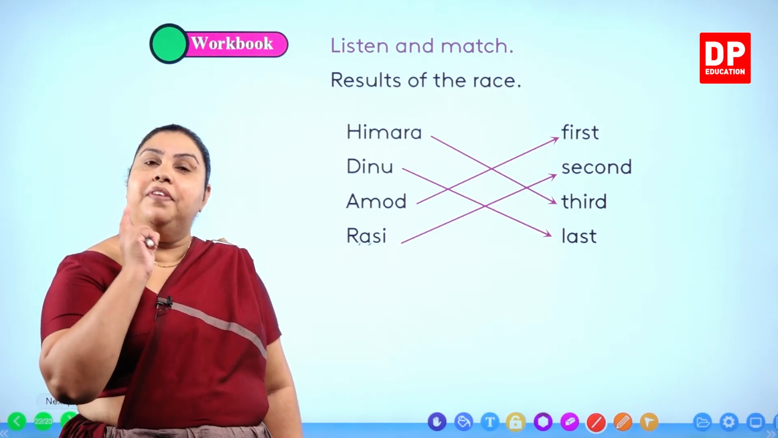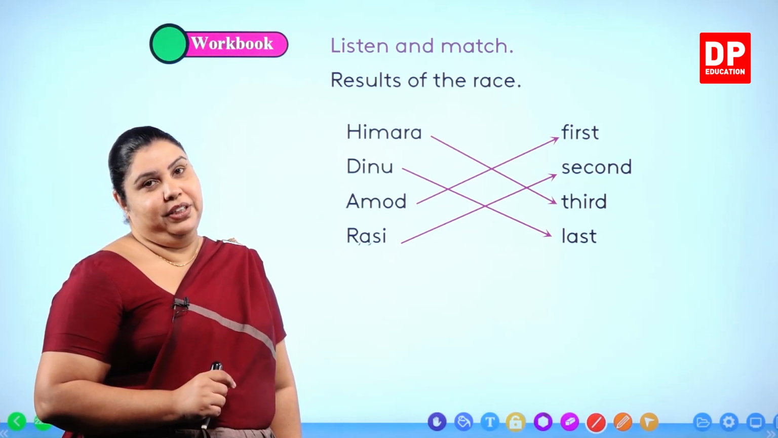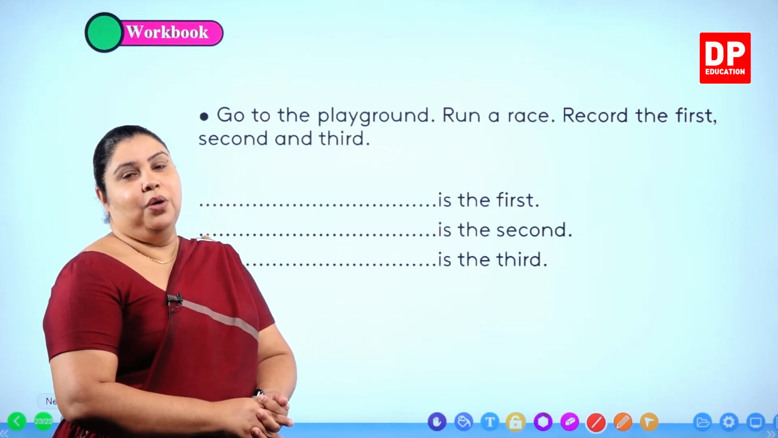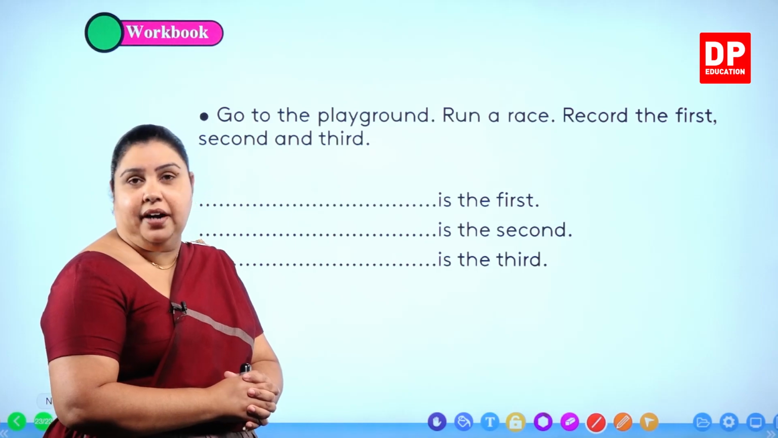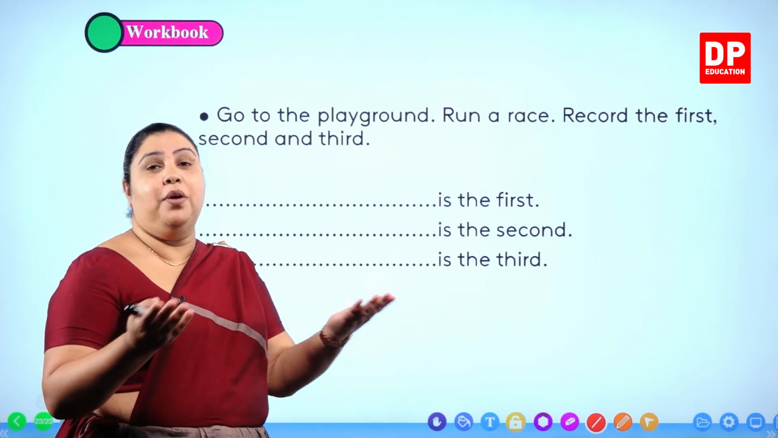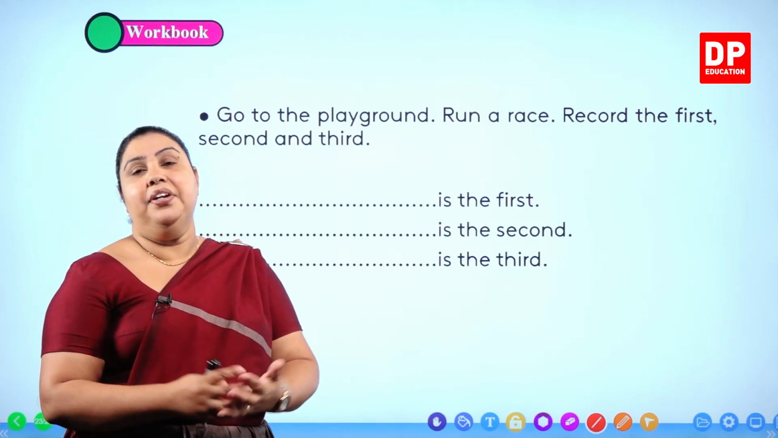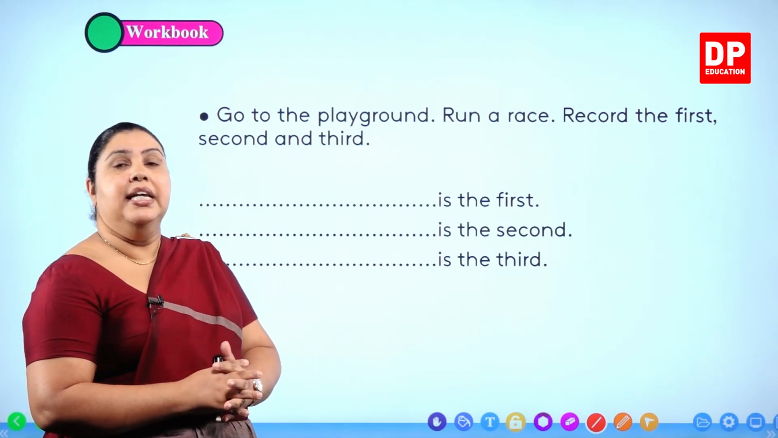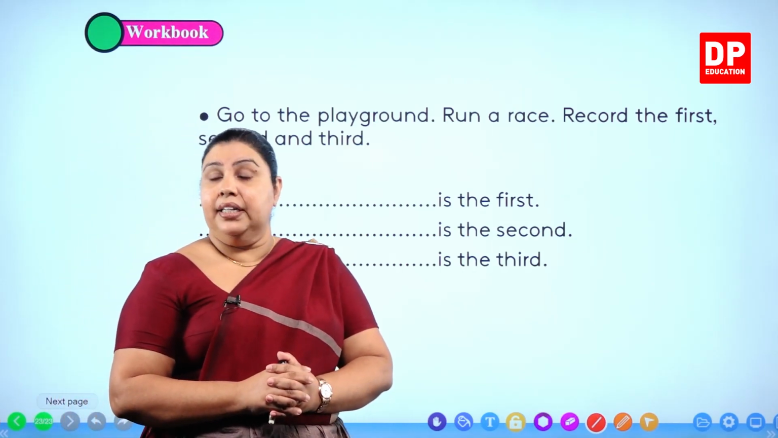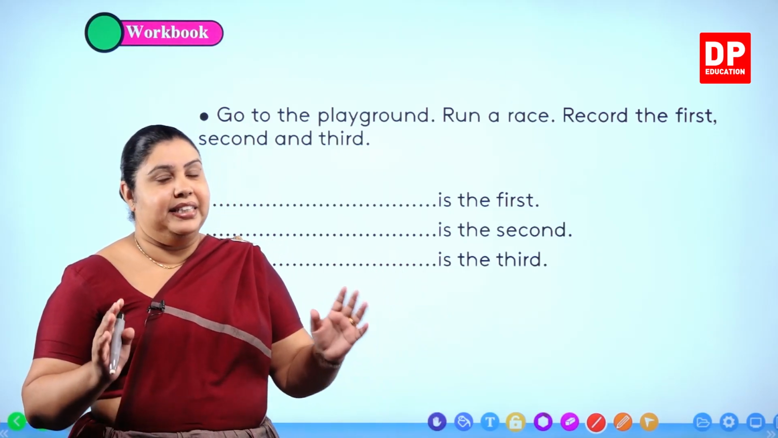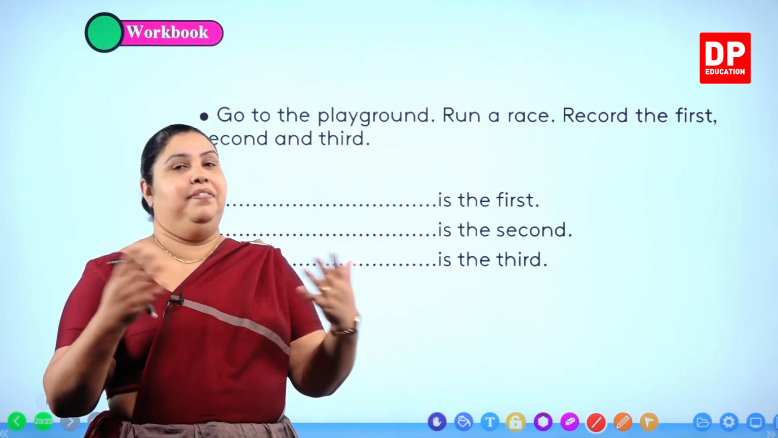We have one more workbook activity to do. Let's move on to our last slide for this lesson and we'll see what we have to do. Go to the playground. Now I can't take you to the playground because I'm in a studio. Go to the playground, run a race. Now how did we learn to start a race? You have to stand on the line, on your mark, get set, and then go, and then we start running.